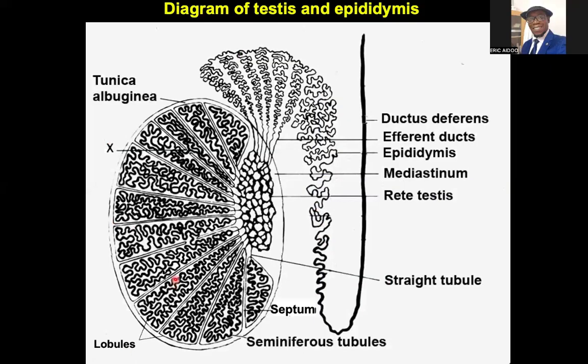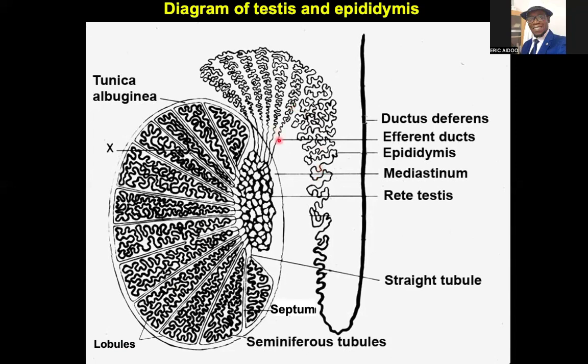So this will help us to appreciate the whole journey. These are the lobes. So we have one lobe there, another one there, this, that. And they contain the seminiferous tubules. Now you can see the straight tubule very clearly here. Straight tubules, which will connect to the rete testis. And that's the efferent duct. And that is the epididymis.